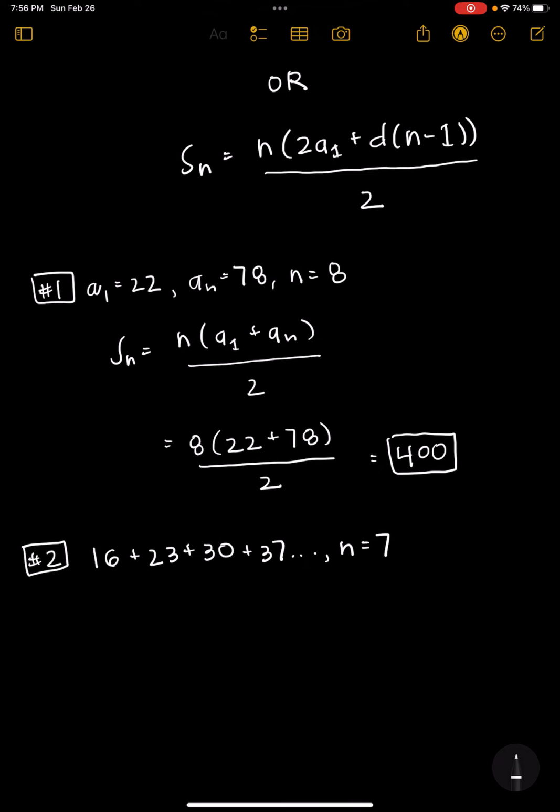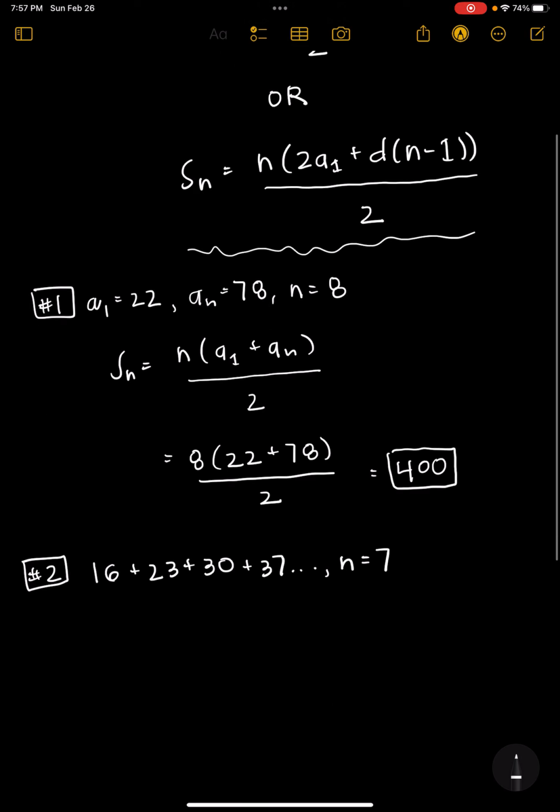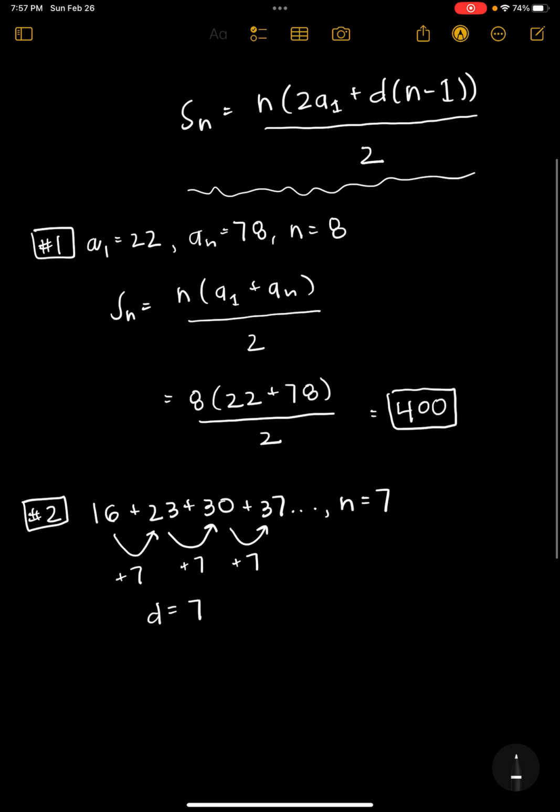So, for that first equation that we had, we needed the first and the last term. But for the second example, we don't have the last term. So we're going to end up having to use the second equation, this one right here. We know the n and we have the first term, which is 16, just that first number. The thing that we need to have is the d, the common difference. So that's what we're going to try and figure out now, what we're adding every time. So from 16 to 23, we add 7. From 23 to 30, we add 7. From 30 to 37, we add 7. So that means that d has to be equal to 7. So now we should have everything in order to use that bottom equation.